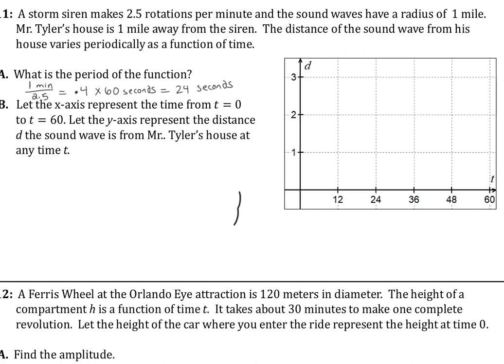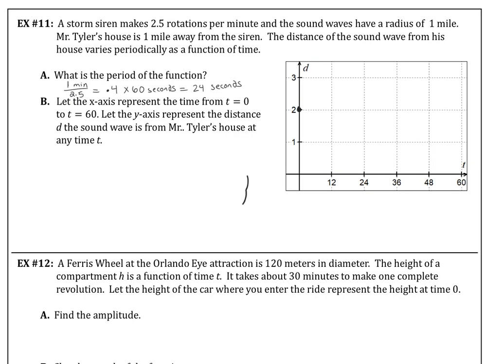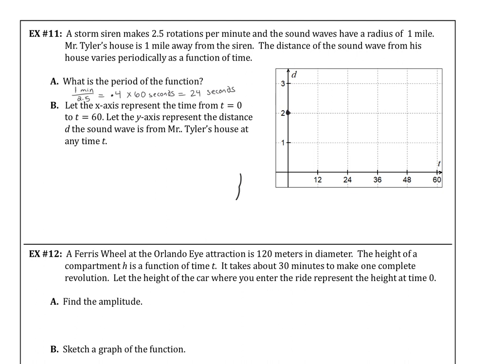And so what we're going to do is start here at 2, because we're facing due north. Let it be 0 to t equals 60. And then 24 seconds is how long it takes us to get back to that starting point. So at 12 seconds, we're at 0. And so it goes here and then back to here. And again, at 48, we finish up another period, another cycle. So we drop down, and at 36, we're at 0.